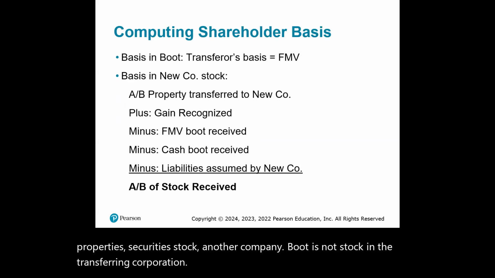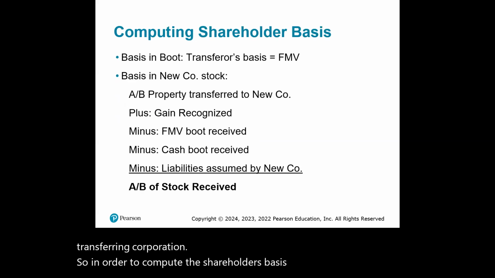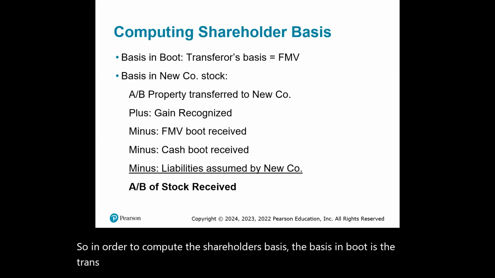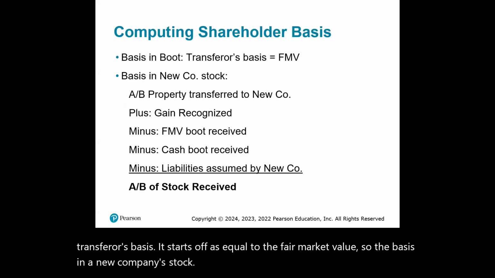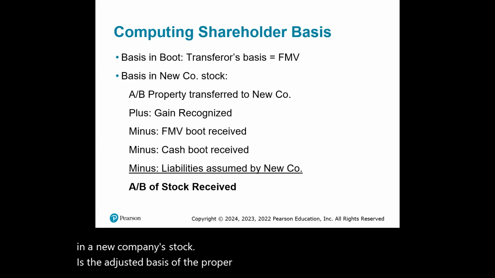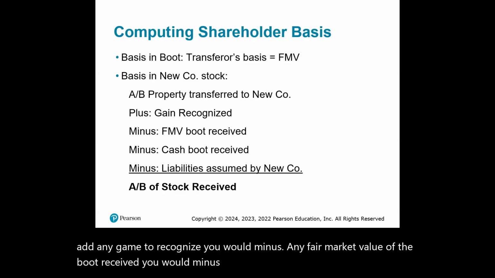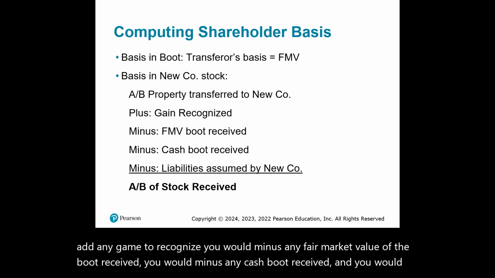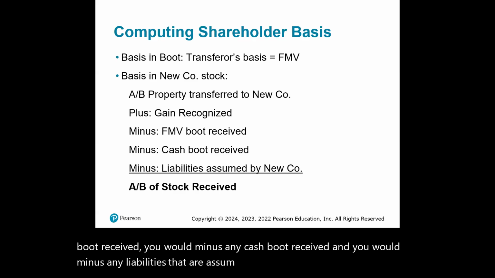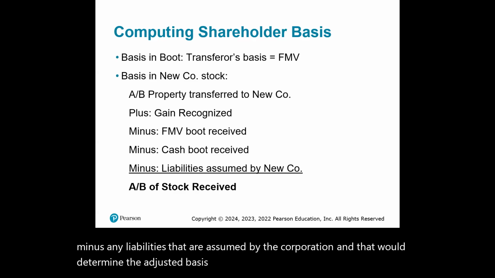So in order to compute the shareholder's basis, the basis in boot starts off equal to the fair market value. The basis in the new company stock is the adjusted basis of the property transferred to the new company. You would add any gain recognized, you would subtract the fair market value of the boot received, you would subtract any cash boot received, and you would subtract any liabilities that are assumed by the corporation. And that would determine the adjusted basis of the stock received.